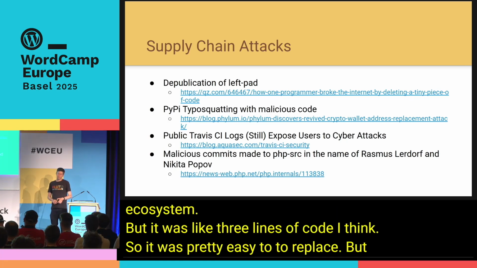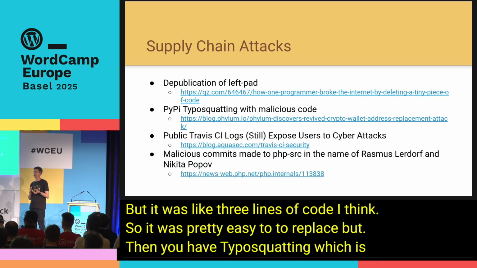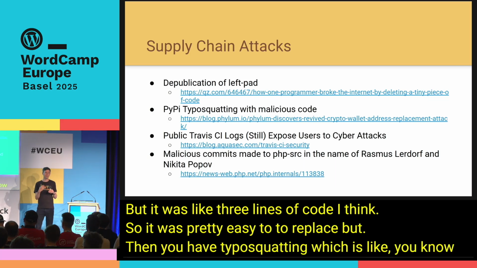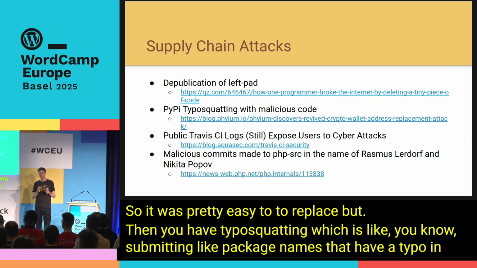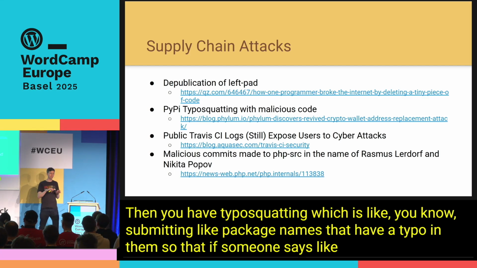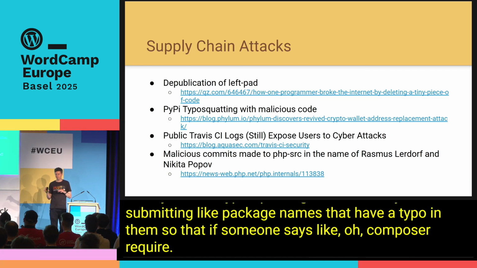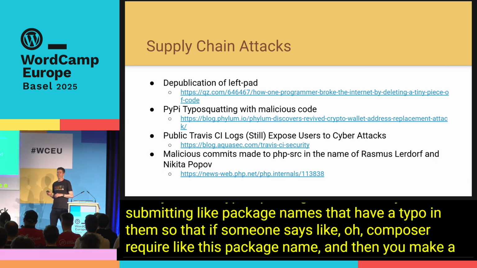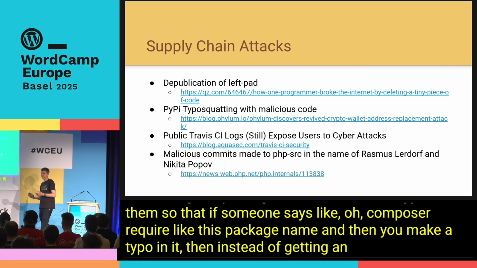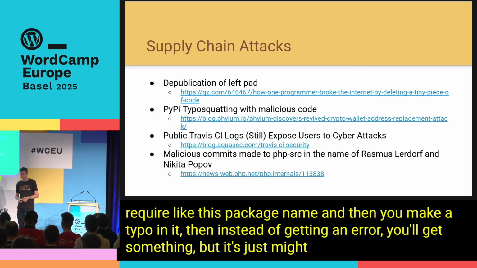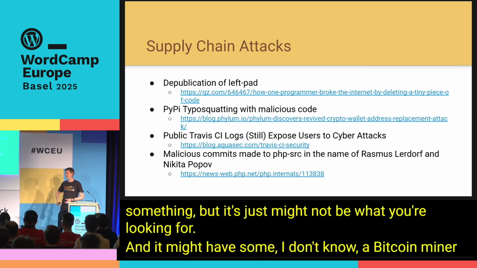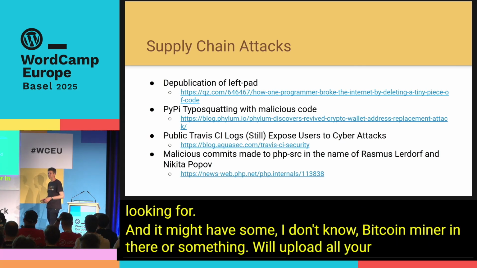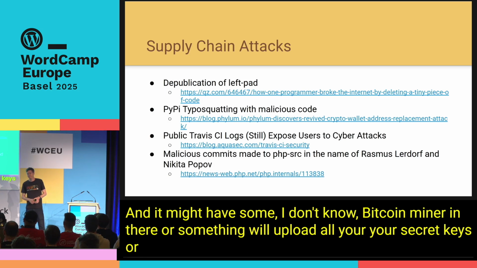But then you have typosquatting, which is submitting package names that have a typo in them, so that if someone says composer require this package name and makes a typo, then instead of getting an error, you'll get something, but it just might not be what you're looking for. And it might have a Bitcoin miner in there, or something that will upload all your secret keys.